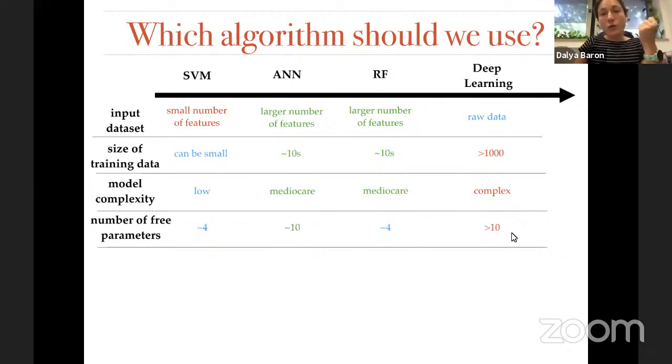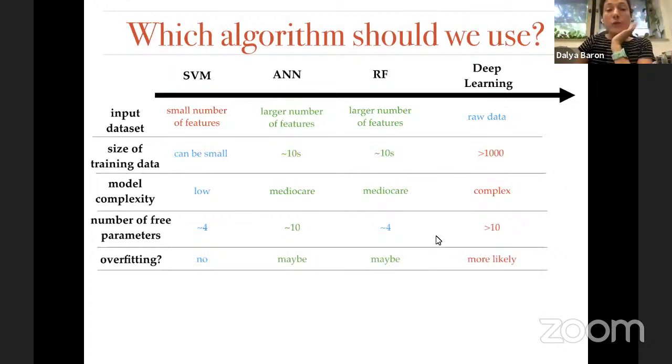Basically, for neural networks, one of the challenges is how we build these networks in the first place. There are so many ways to build these networks. So the number of different choices can be huge. In terms of overfitting, support vector machine, because it is a simple model, in most of the cases, we will not overfit our data. In artificial neural networks and random forest, we sometimes can.